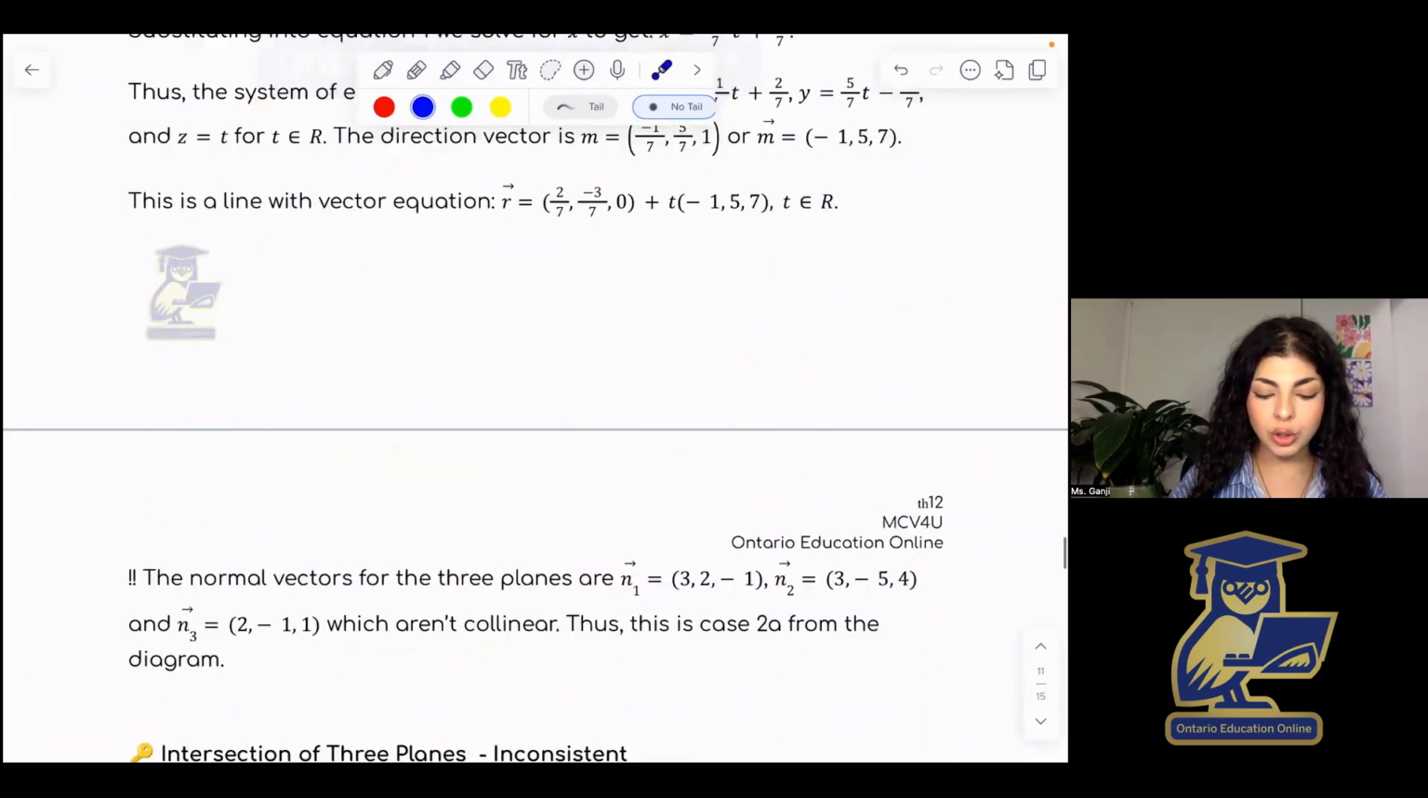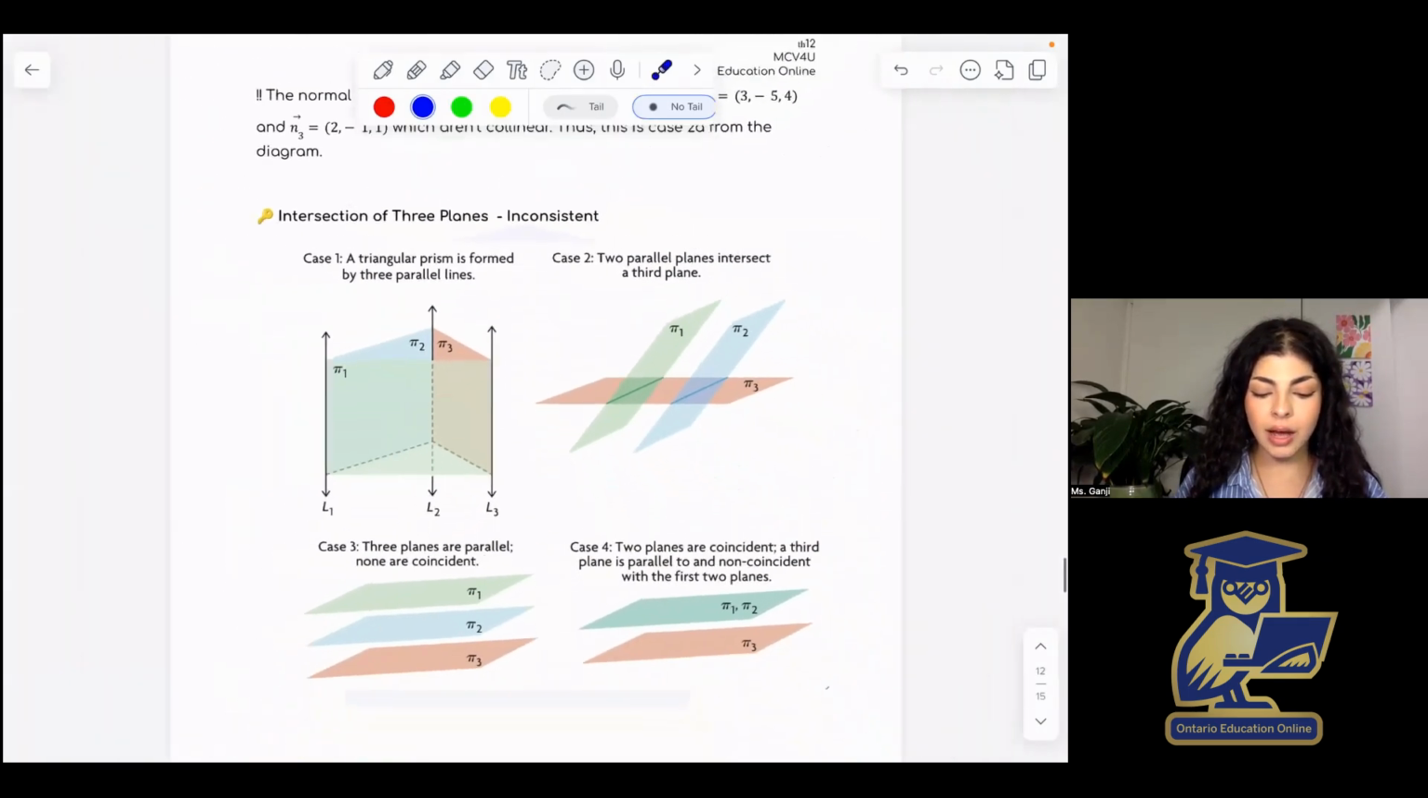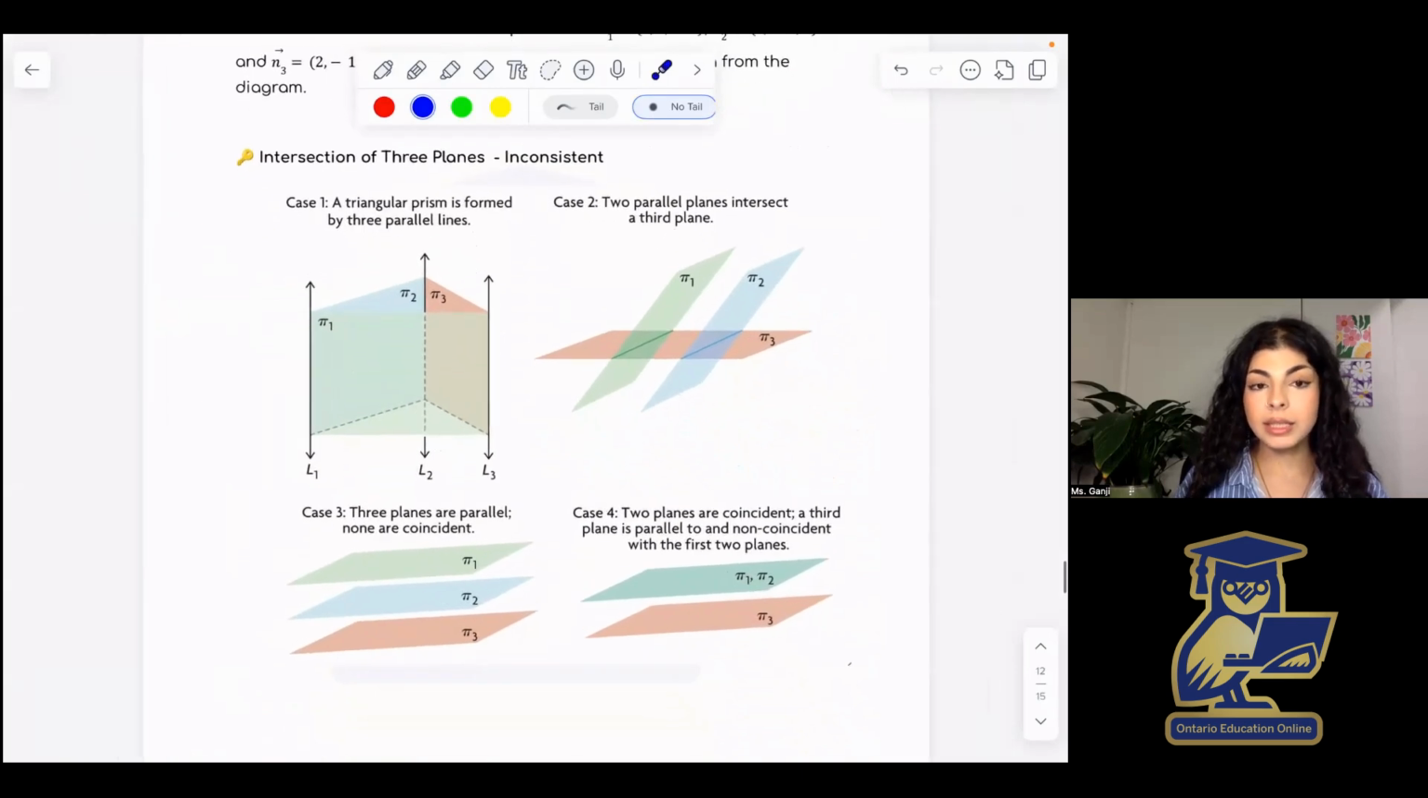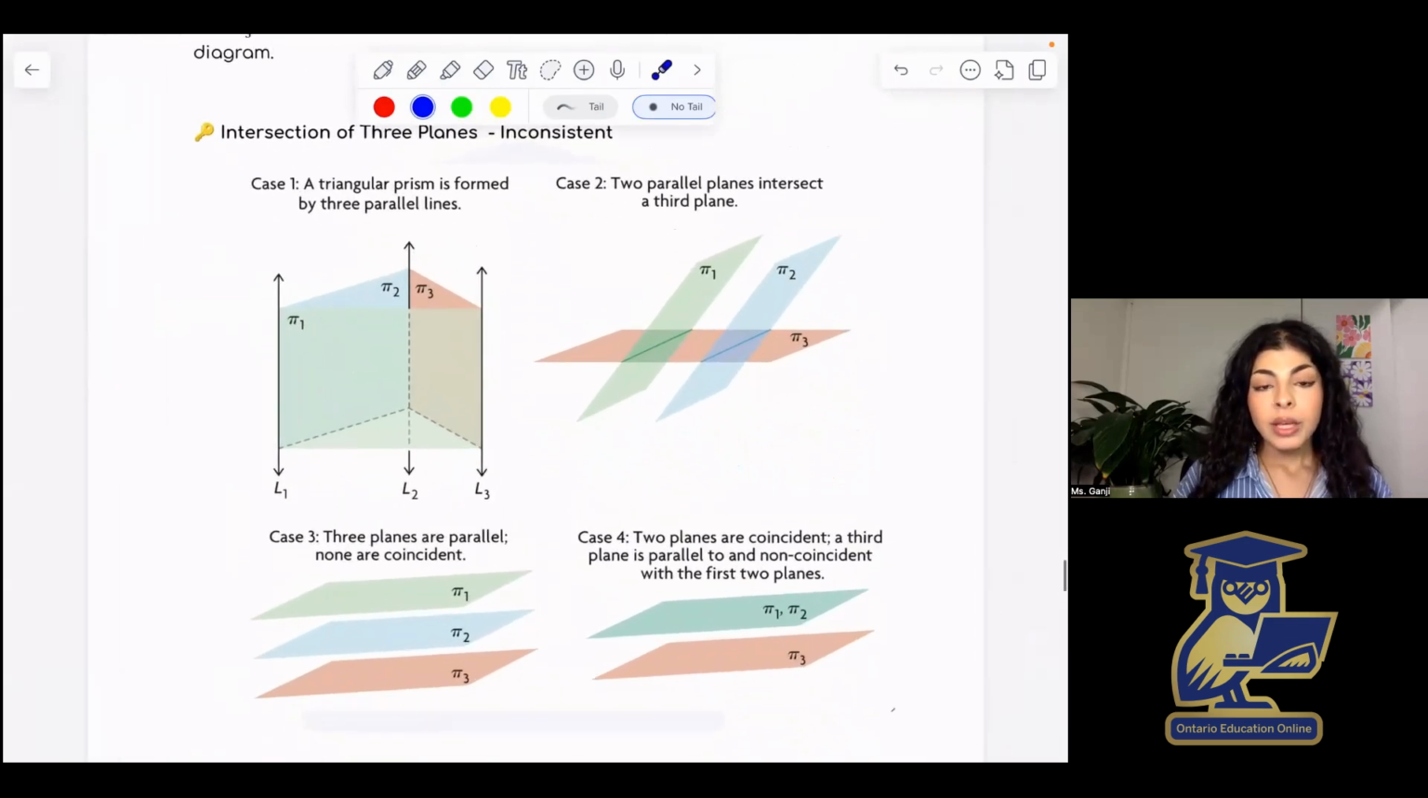Now, I'm also going to show you the graphical representation of three planes that are inconsistent. This is where it is important to check that parallel part. So you can have a system of equations that's going to give you no solutions. So it will be inconsistent.